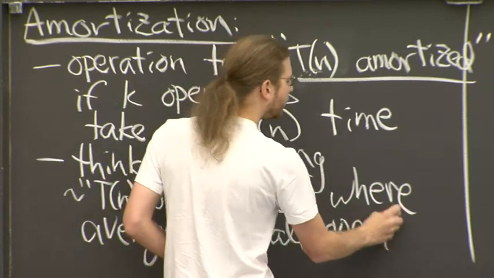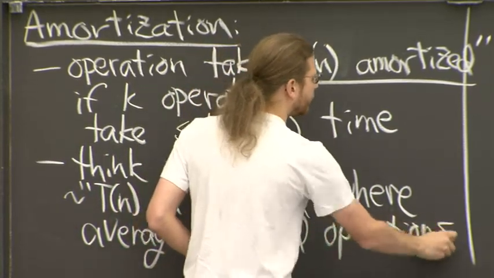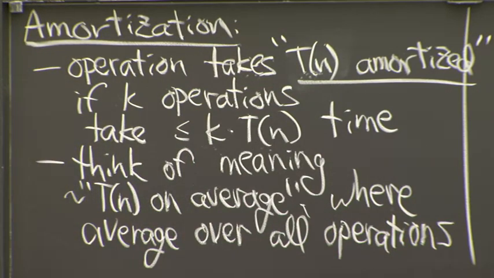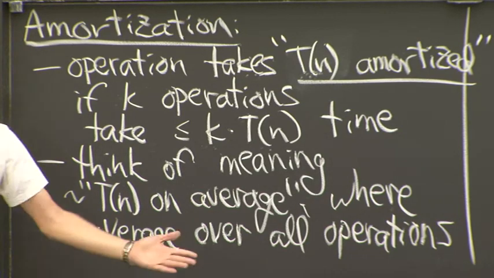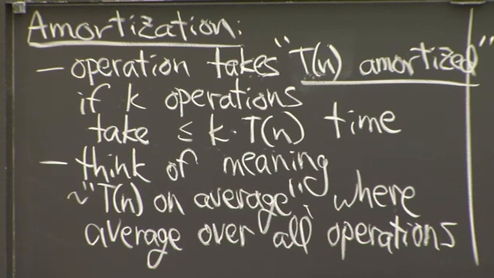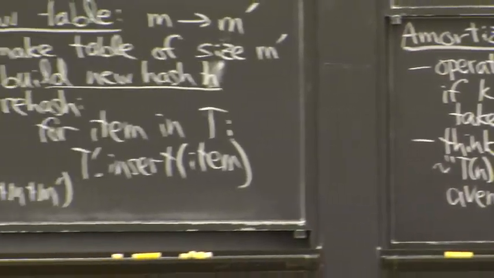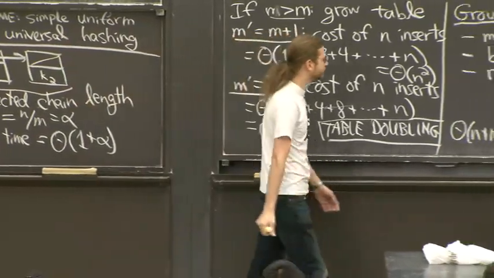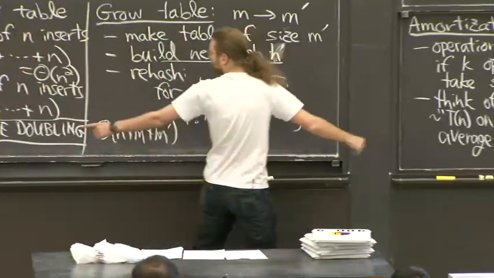So this is something that only makes sense for data structures. Data structures are things that have lots of operations on them over time. And if you, instead of counting individual operation times and then adding them up, add them up and then divide by the number of operations, that's your amortized running time. So the point is, in table doubling, the amortized running time is Theta(1), because it's n in total.